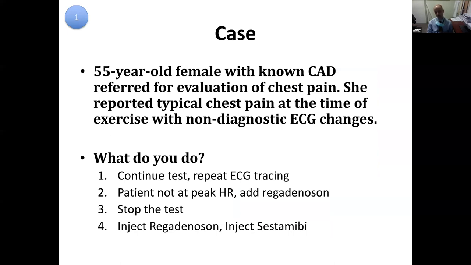She's about 4 minutes into the test and she reports this chest pain that's getting worse as she's exercising. What do you do? One, continue the test and keep getting EKG tracing. Two, she's not at peak heart rate, so let's add regadenoson and figure out how we're gonna image her. Three, we'll stop the test or inject regadenoson and inject sestamibi.